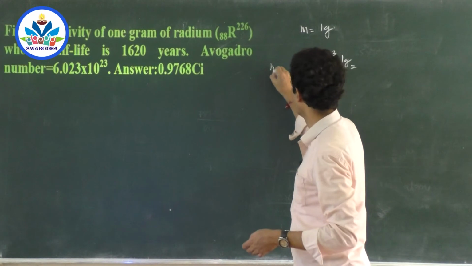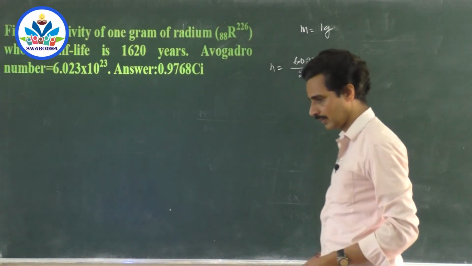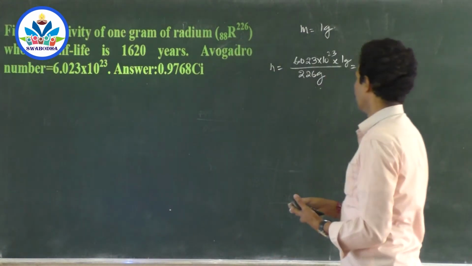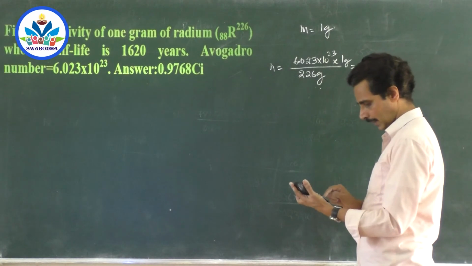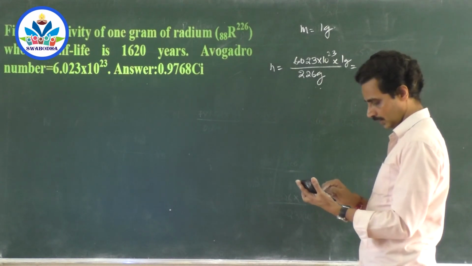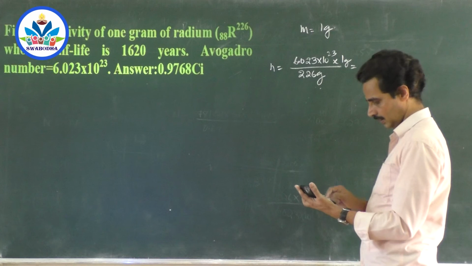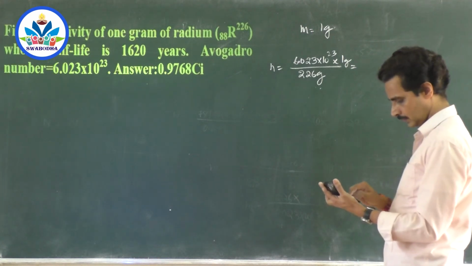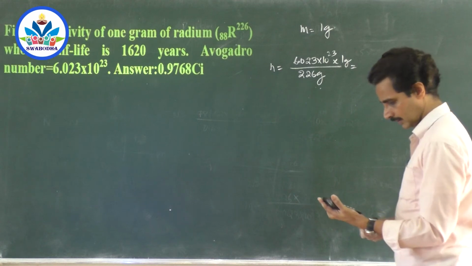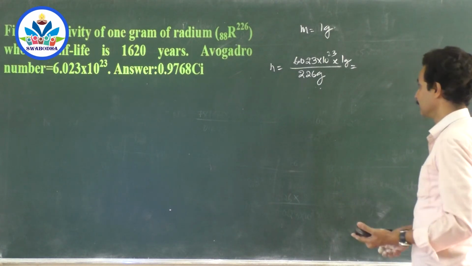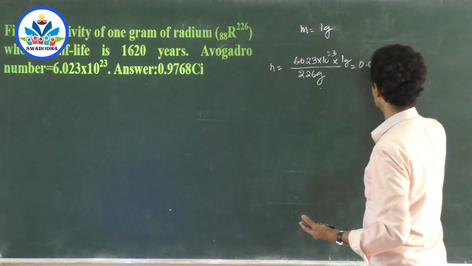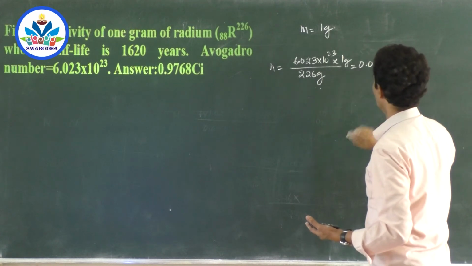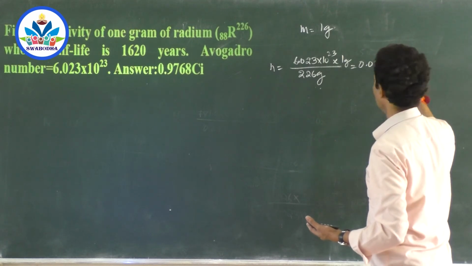So this is the number of atoms. So we will calculate it. 1 gram into 6.023 divided by 226. What is the answer? 0.0266 into 10 to the power 23 atoms.